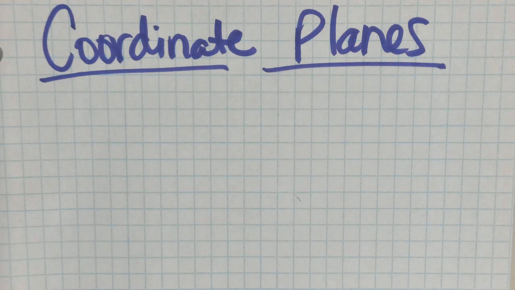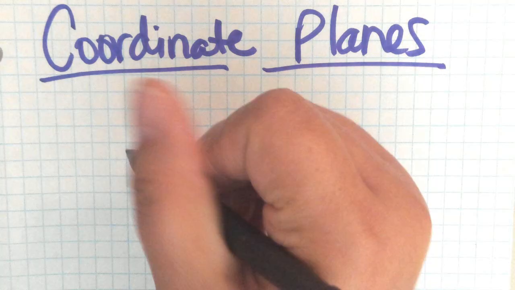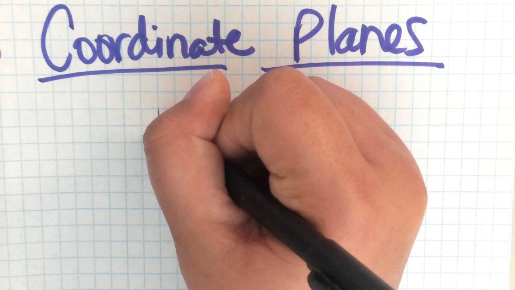Today we're going to be learning about coordinate planes and how to graph on a coordinate plane. So first, for today, we will be creating our own grid. I'm going to create a 10 by 10 grid.